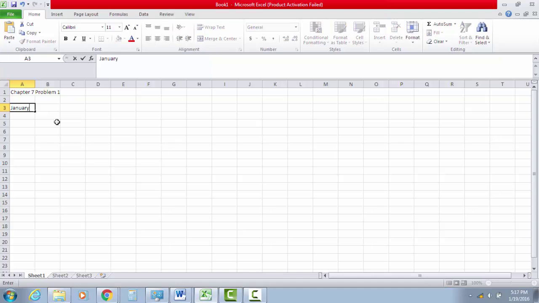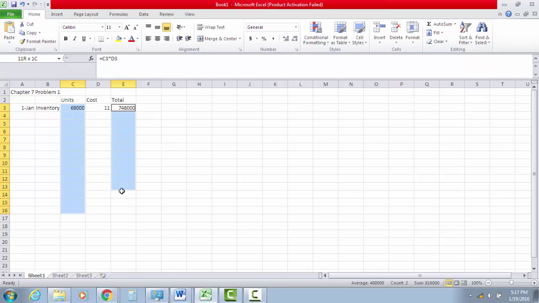So on January 1, they had inventory, and they had 68,000 units at $11. So here's what I'm going to do. I'm going to do units, cost, and this is how you set up. So this is actually the answer to 1. And the total cost for that is the 68 times the 11. So that's 748,000.